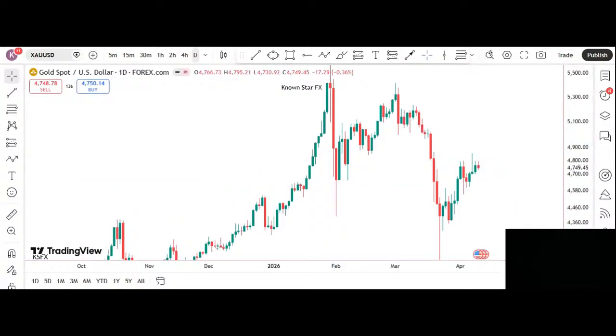Market was pushing aggressively for the sell, right?